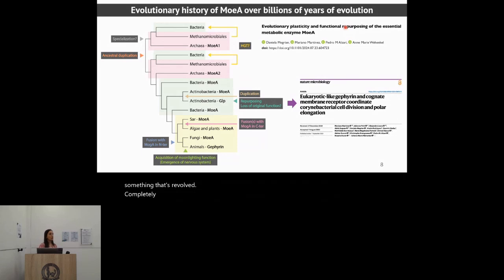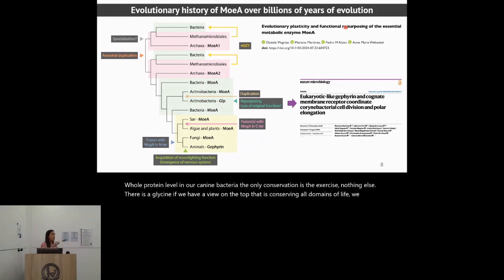Yeah, so the thing is that when we look at the conservation at the whole protein level in archaea and in bacteria, the only conserved region is the active site, nothing else. There is a glycine, if we have a view on the top, that is conserved in all domains of life. We don't know what it's doing, but it's very conserved everywhere, and we guess it has a functional implication in the catalytic function. But then the only other region that we see conserved in the protein appears in the eukaryotes, and it's that spot that I show. Otherwise, there is nothing else conserved on the structure.